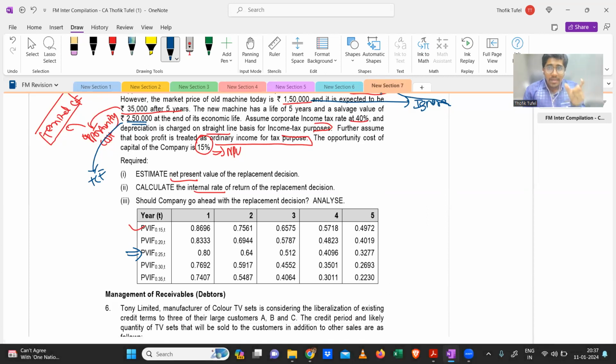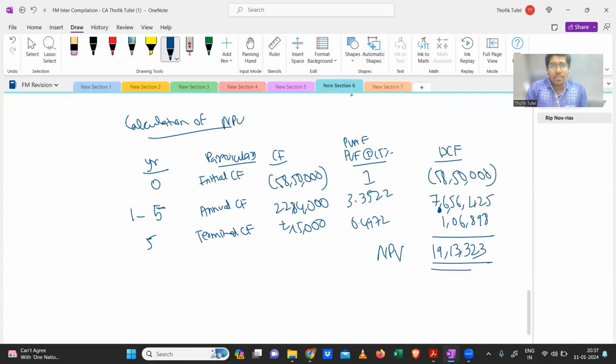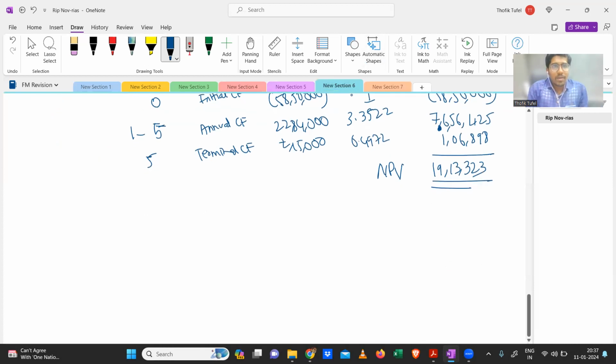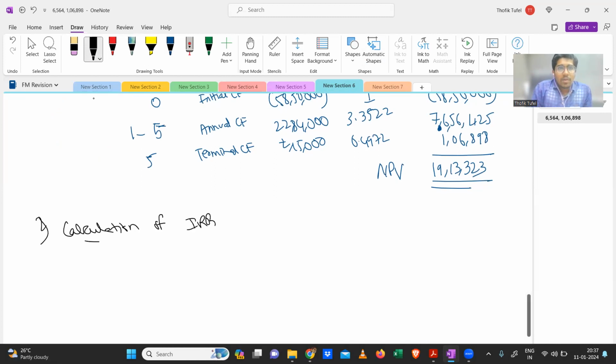So let me calculate the discounted cash flow for 25% first. If it is positive, I will take 30 percentage, and if it is negative, I will take 20 percentage. Are you getting the logic? Okay. So now the second part of the calculation: calculation of IRR.